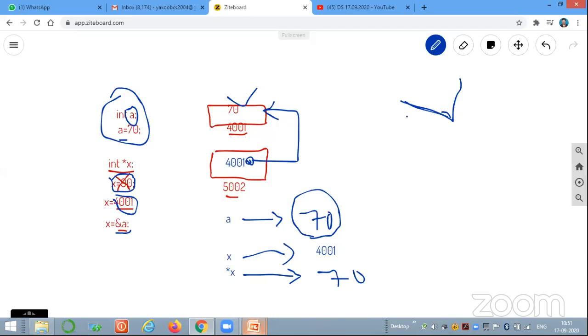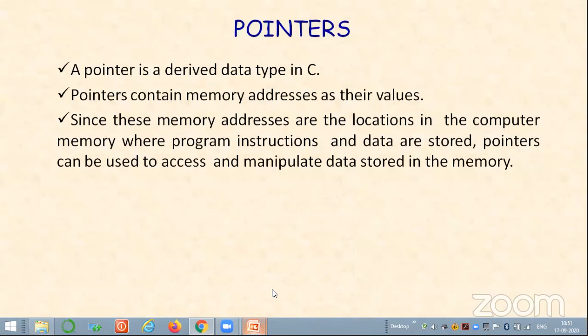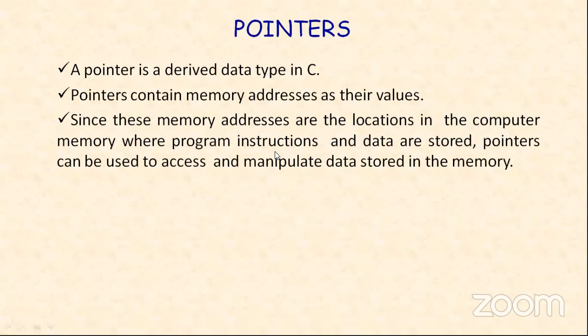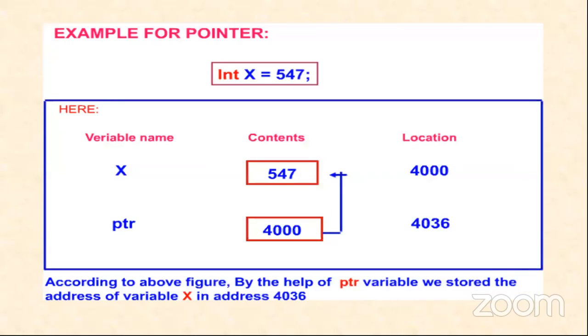At this point we have to remember that a pointer is nothing but a simple derived data type, which is capable of storing addresses as its values. It cannot store normal ordinary values. It only stores the addresses of other variables here. So just now I am discussing this one.